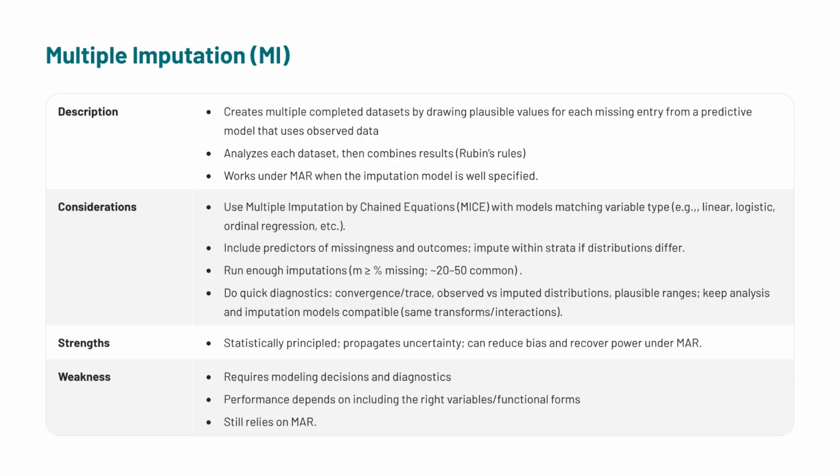It is not automatic. You need a well-specified imputation model that includes variables related to missingness and to the outcome, and you must ensure the imputed values make sense for each variable type. While implementation can be complex, modern software helps. When feasible, multiple imputation is preferred because it uses all available information and properly accounts for uncertainty.